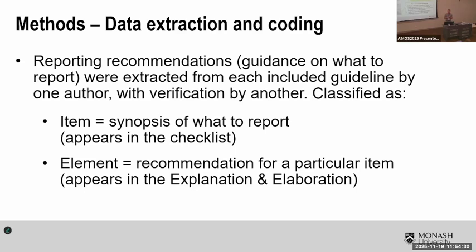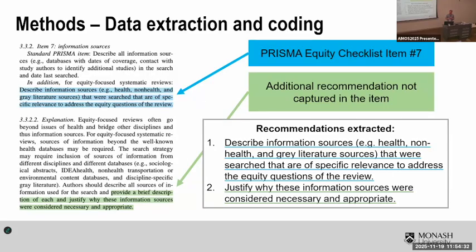And so as an example here is the Prisma equity statement, where the blue text up the top is what appears in the checklist for Prisma equity. But each of these guidelines are accompanied by an explanation and elaboration document, which includes quite long slabs of text, really, which essentially provide rationale for why to report something, what's the evidence about why it's important to report something, but they also include, for example, down the bottom here in green, actual actionable recommendations telling people to report something in addition to what appears in the blue checklist item.